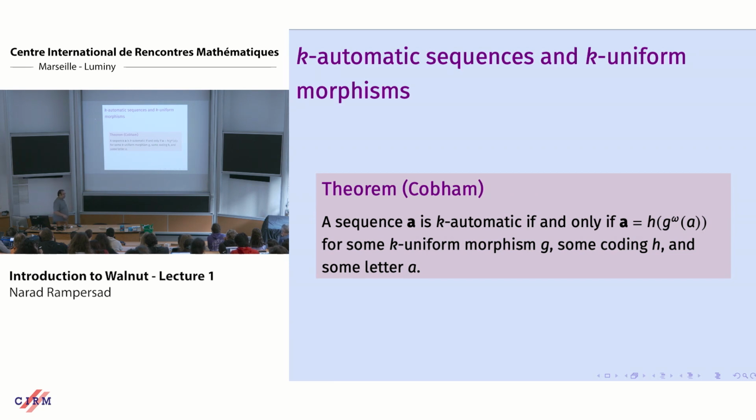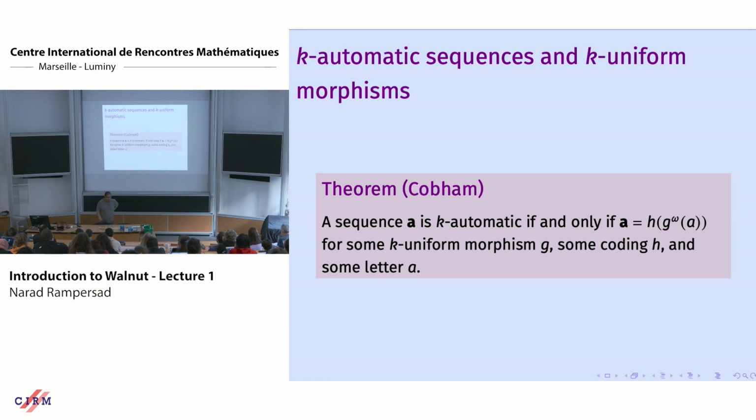So these are examples of sequences that can be generated, in this case, by a two-uniform morphism. And the important theoretical result here is this theorem, sometimes called Cobham's little theorem, that says that these two models that I showed you for computing sequences are equivalent. The model of a DFAO operating in base K will generate the same class of sequences as what I can get by iterating a K-uniform morphism and then possibly applying a recoding of the alphabet.